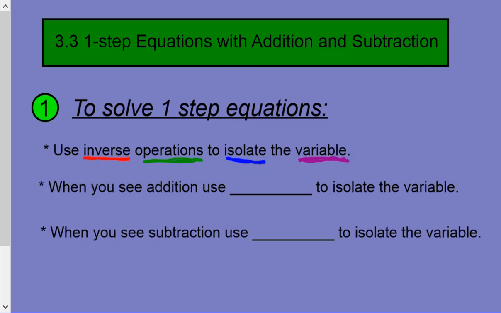So that means when we see addition, we want to use subtraction. So when we see addition, we want to use subtraction to get the variable by itself. And when we see subtraction, we want to use addition to isolate the variable or to get the variable by itself. Okay, so go ahead and pause here. And make sure you write this information down in your notes.